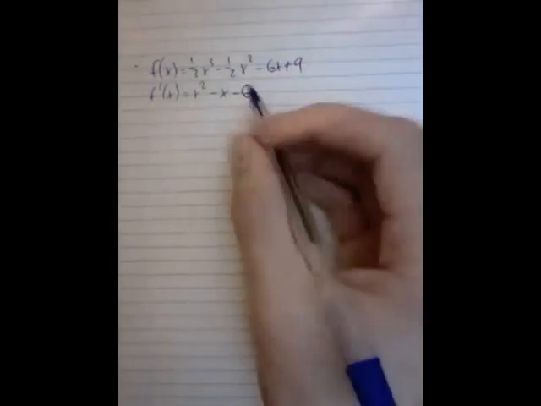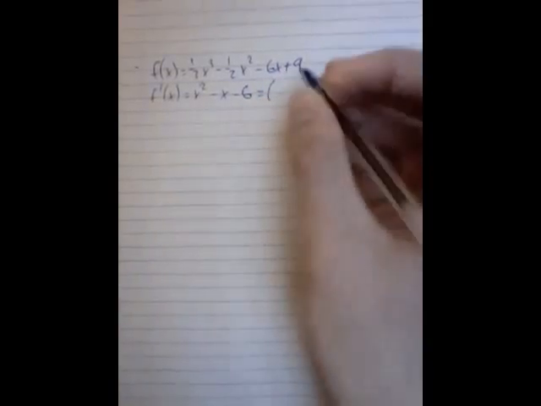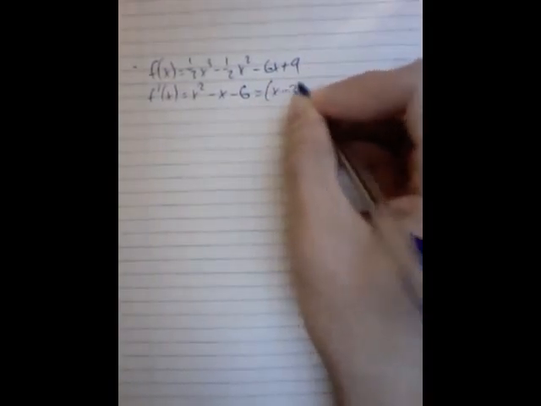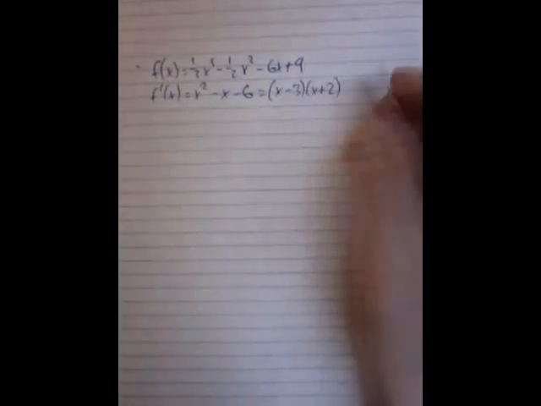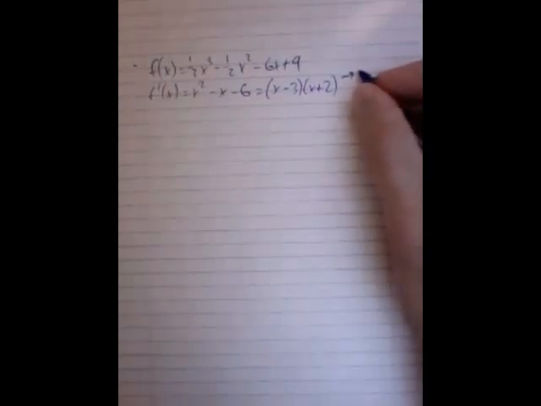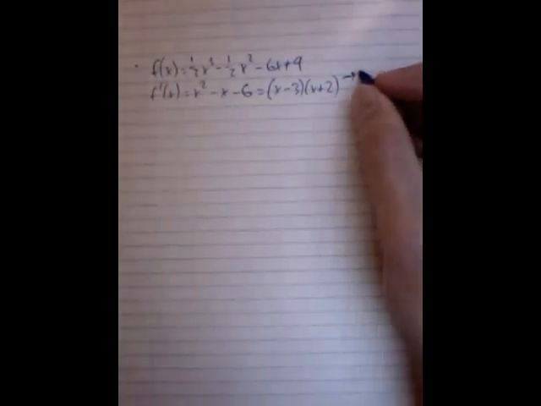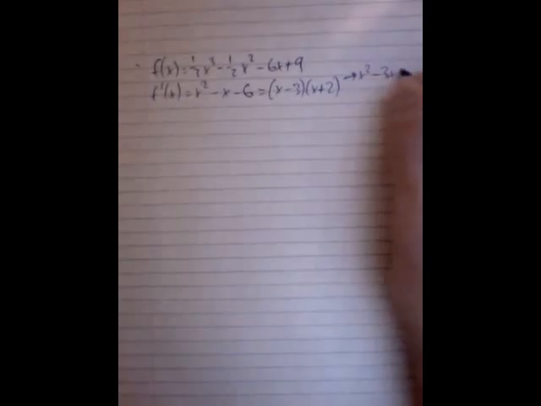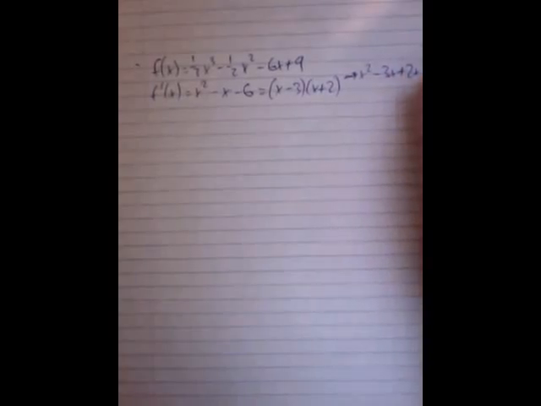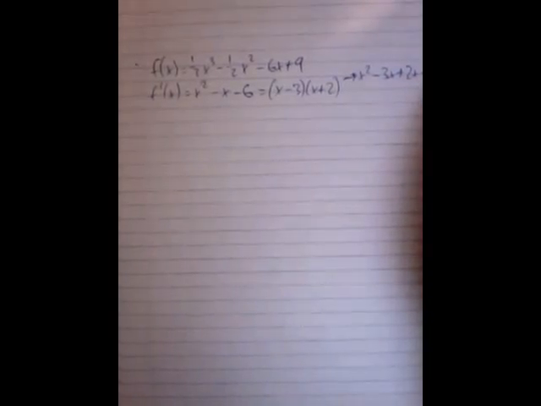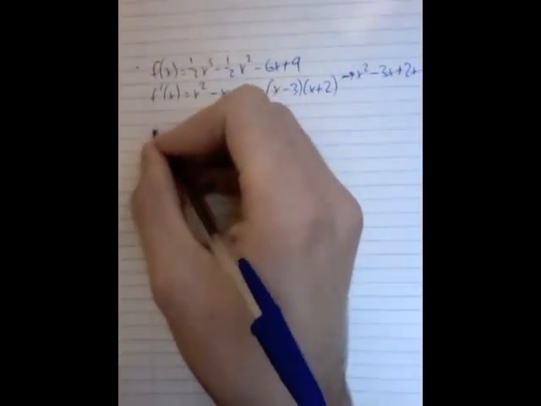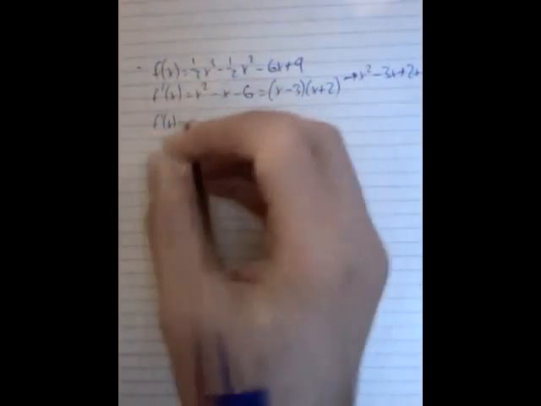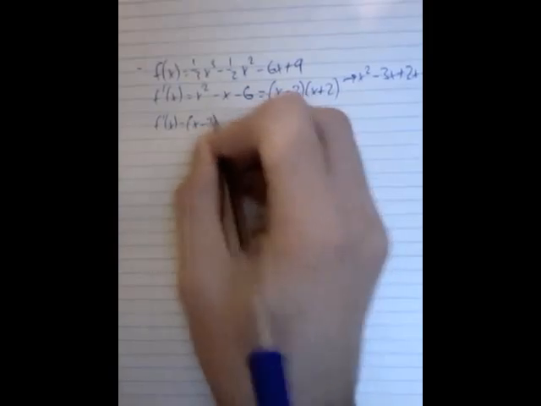Alright, the next thing you want to do is factor this. And what you get is x minus 3 times x plus 2. To double check your work, you just FOIL this: minus 3x plus 2x minus 6, which is thankfully equal to x squared minus x minus 6. Okay, so now you have the factored form of f prime of x, which is our derivative.